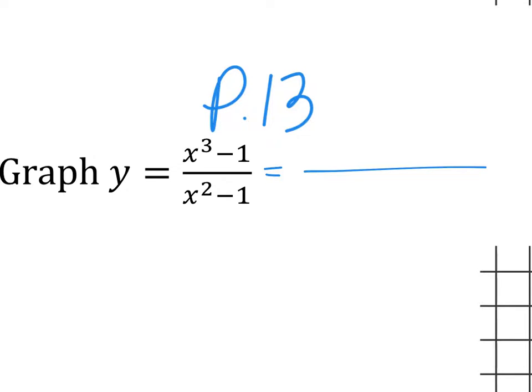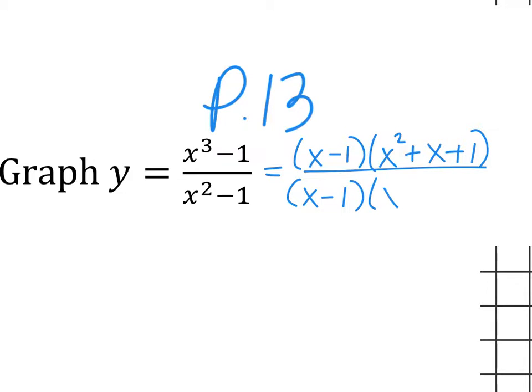Difference of cubes. So this is x minus 1, x squared plus x plus 1. In the denominator is x minus 1, x plus 1. All right, go ahead and analyze that whole thing, and then we'll graph it together again.